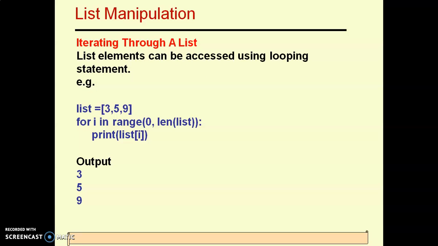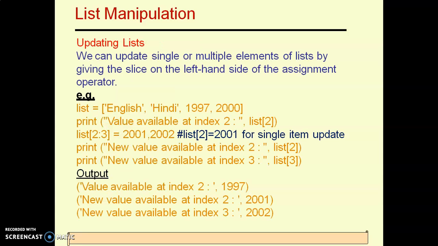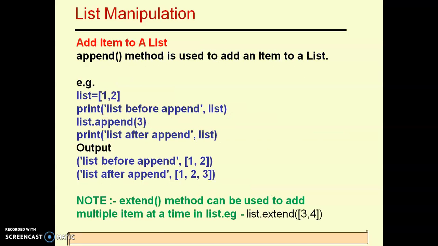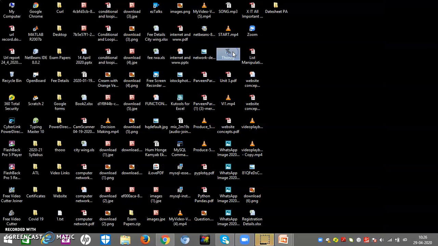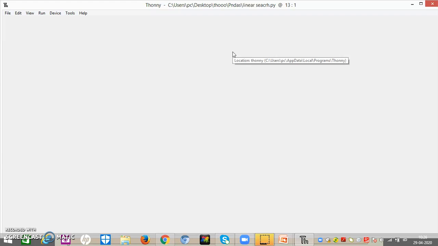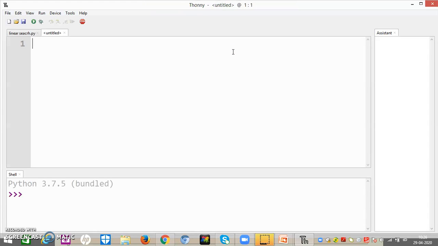Now, friends, you know how to write the list, how to update, how to add an item. So let us move to our favorite software, Thonny. In that, we are going to do some programs on the list. We have done some programs yesterday, and now we are going to do something today.